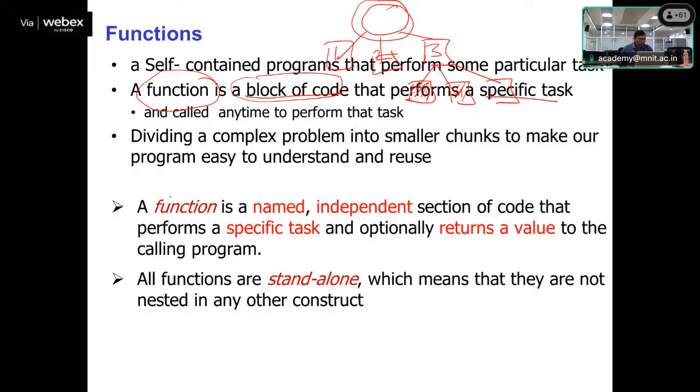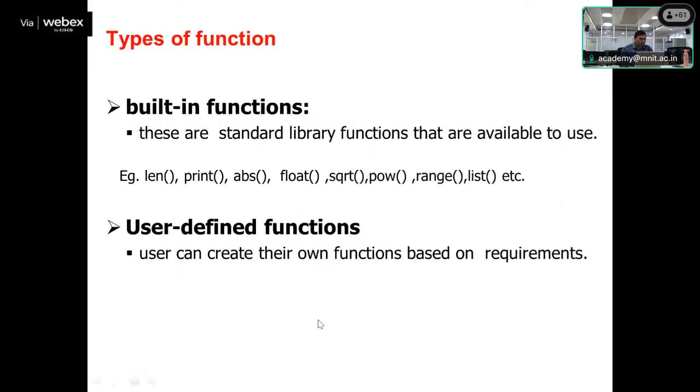So function is nothing but a named independent section of code that performs the specific task, and sometimes this function can also return some value back in the program where we want to use that function. So all functions are stand-alone independent code which cannot be nested in any other construct. So there are two types of functions we can observe in programming languages.